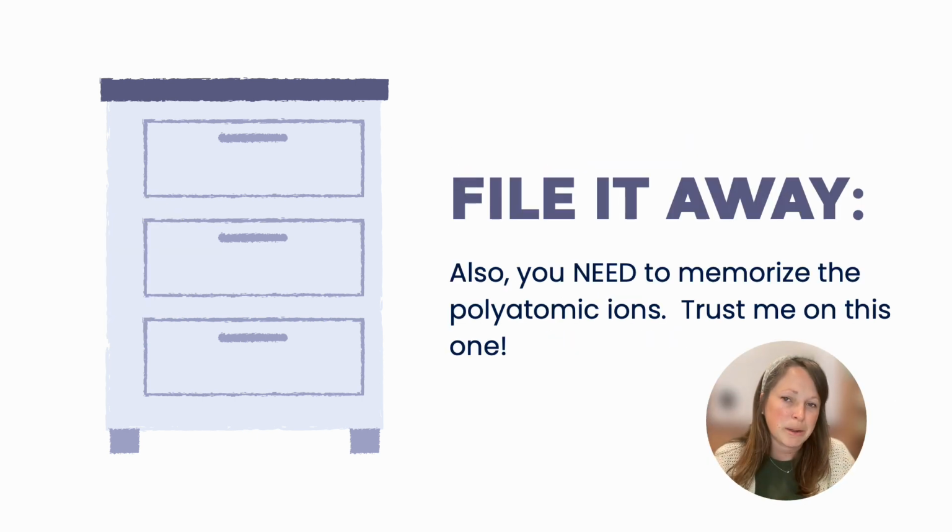So the things you need to memorize are those polyatomic ions, those prefixes, and those exceptions. Again, the exceptions with the transition metals: zinc and cadmium have a charge of +2. Silver always has a charge of +1.